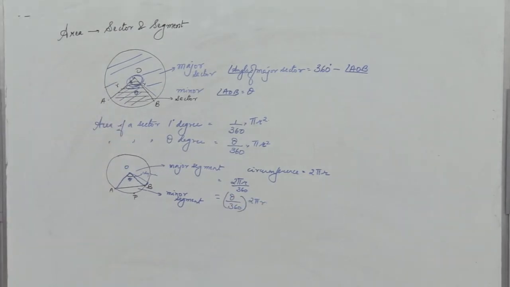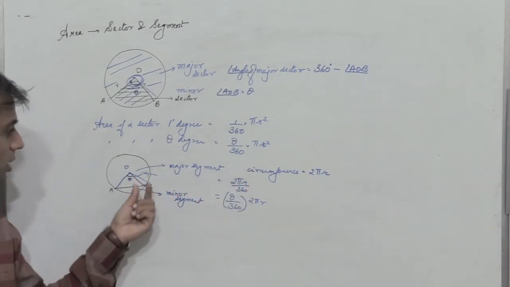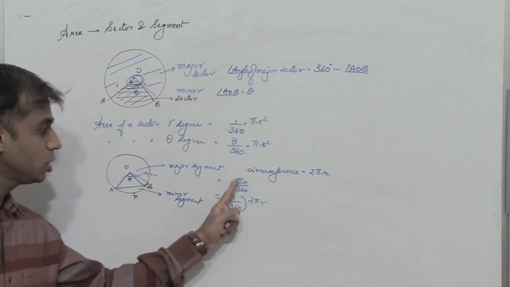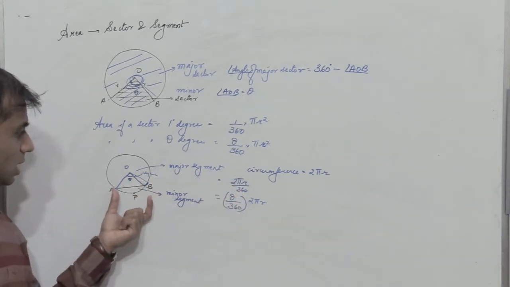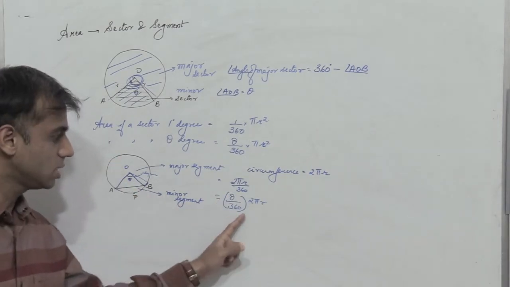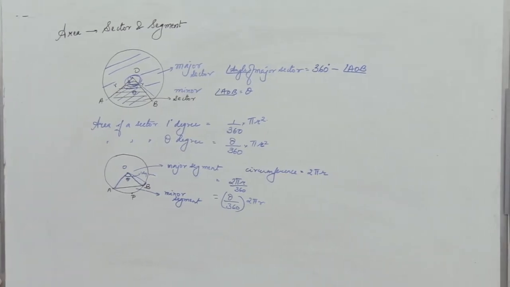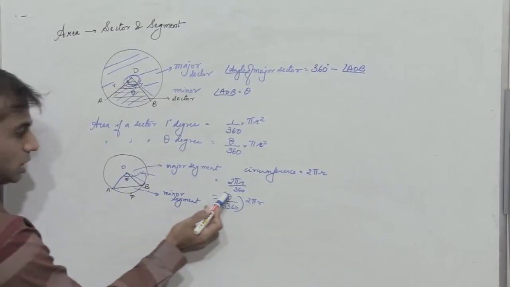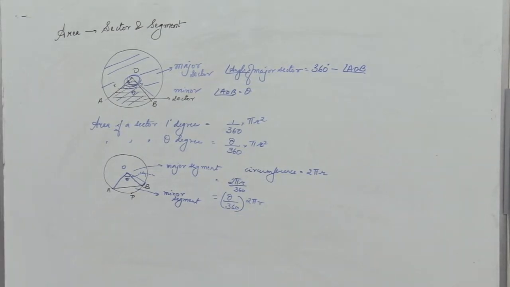Right? So this is the length of the arc when the segment makes an angle 1 degree. So it's going to be 2 pi r by 360. So instead of 1 degree, I have the segment making an angle theta. So therefore it's going to be theta by 360 into 2 pi r. Okay? So this is how we can find the length of the minor segment. So theta by 360 into 2 pi r gives us the length of the minor segment.